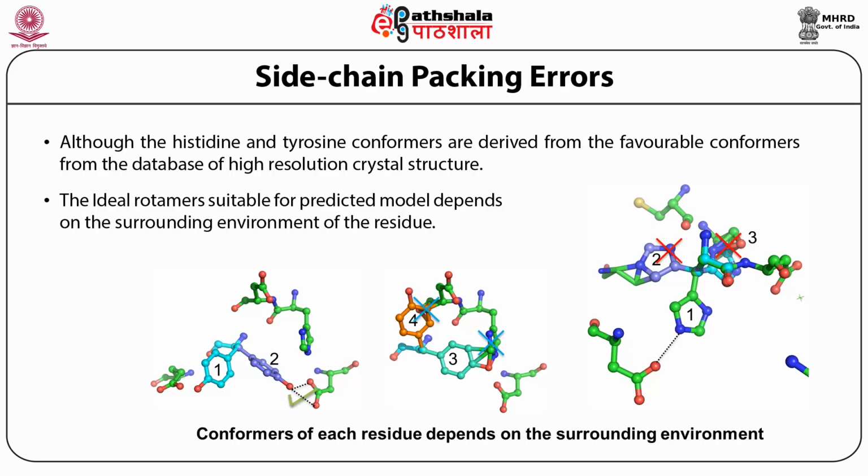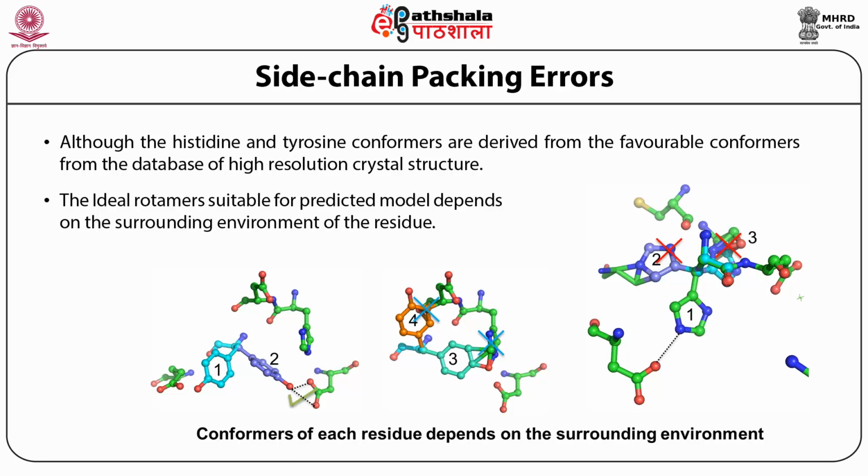For example, on the left side you have tyrosine with conformer 1 and conformer 2. Conformer 1 is ideal and is going to have an interaction with the aspartic acid, but it is too close to the aspartic acid, so the interactions are not right. Whereas in conformer 2, the tyrosine is at an ideal distance where it can form a hydrogen bond interaction with the aspartic acid.